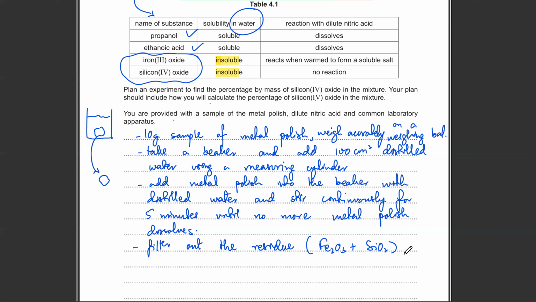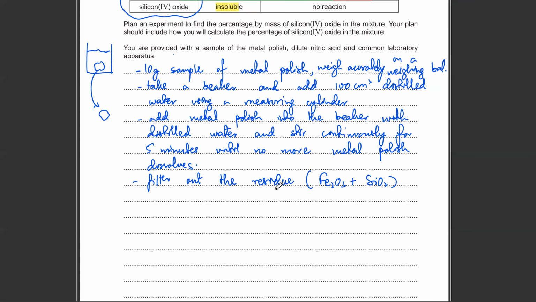Anyway, now you're going to separate the SiO2. So how would you do that? You're going to add it to dilute nitric acid. So the iron 3 oxide will dissolve. It will react to form a soluble salt. So it's going to dissolve. The other one will not dissolve. So now what do you have to do?